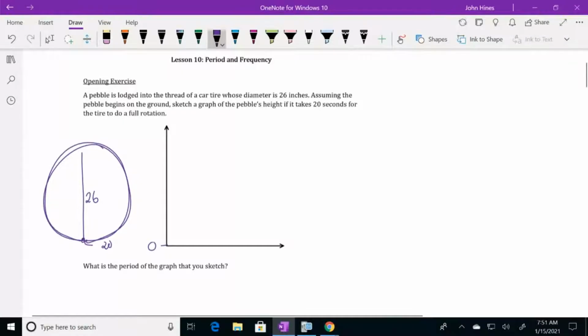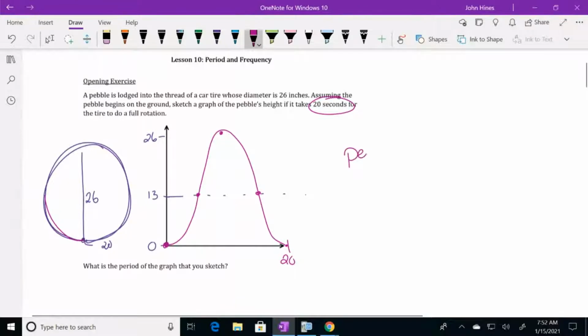I'm spinning around a circle. So where's the middle? The middle's 13. The highest I go is 26. So I start down low, right? Then I spin to the middle, spin to the top, middle, bottom. So this is the pebble's height. It's a trig function because I'm spinning around a circle. But notice, it didn't take 2 pi, it took 20 seconds. So in this case, the period is actually 20 seconds.